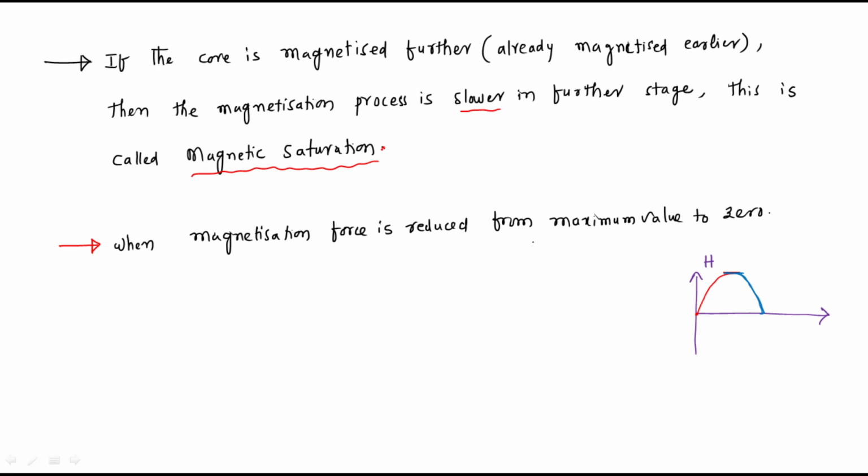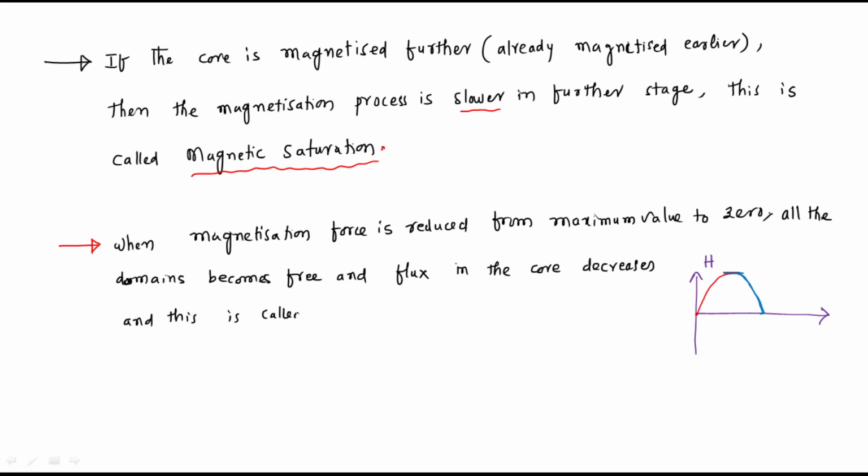When the magnetization force is reduced from maximum value to zero, all the domains become free. Why are they free? Because we have decreased the magnetization force. Obviously they are free and the flux in the core decreases, and this process is called demagnetization.